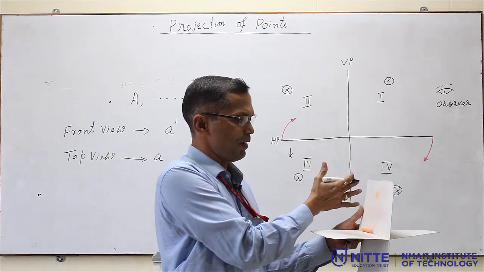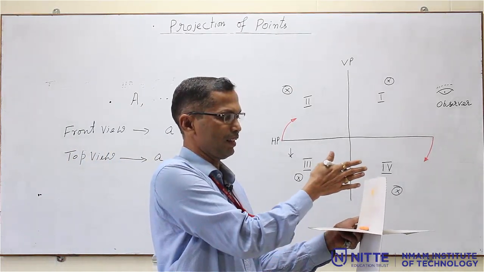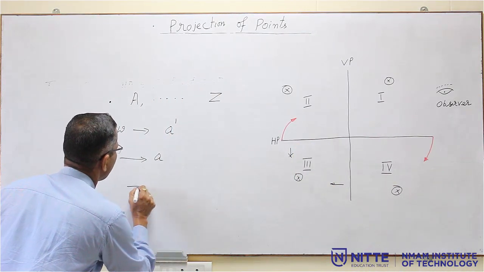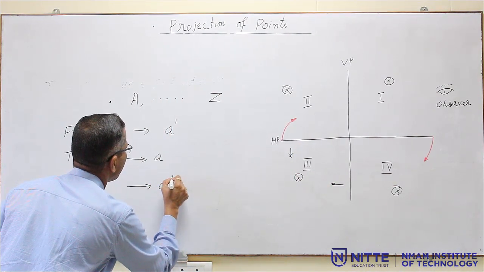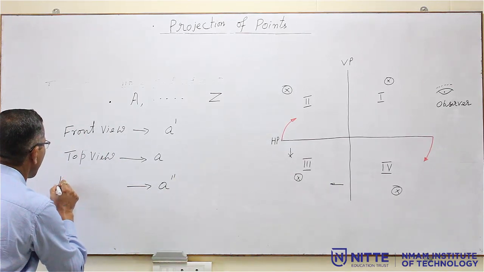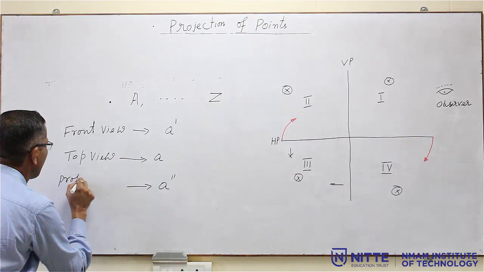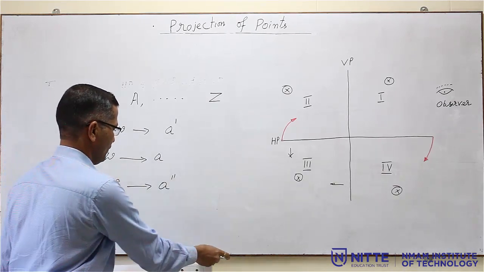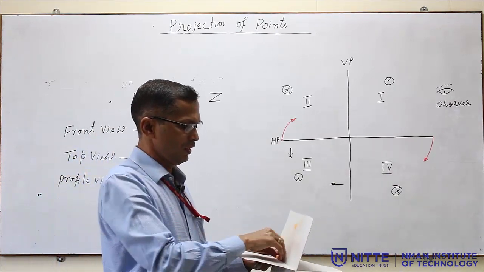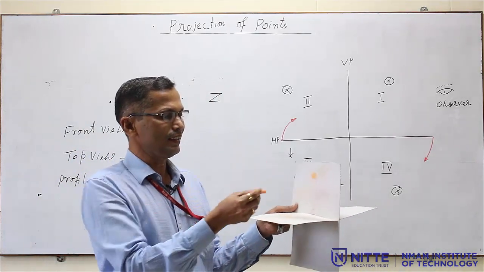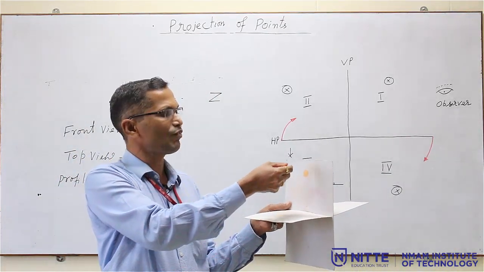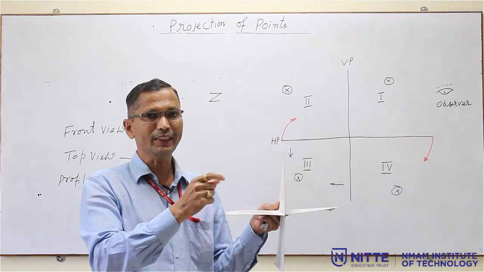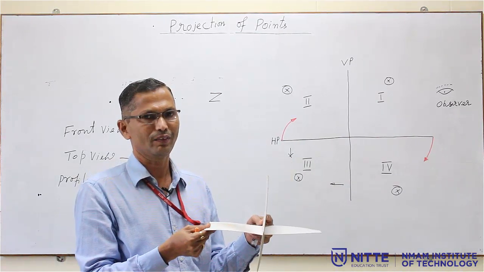Similarly, there will be one more image in the side plane or the profile plane. That is called as a double dash. So, this is the profile view. Now, here the point is in the first quadrant. So, its front view is on VP, its top view will be on HP. Now, this is in 3-dimensional.